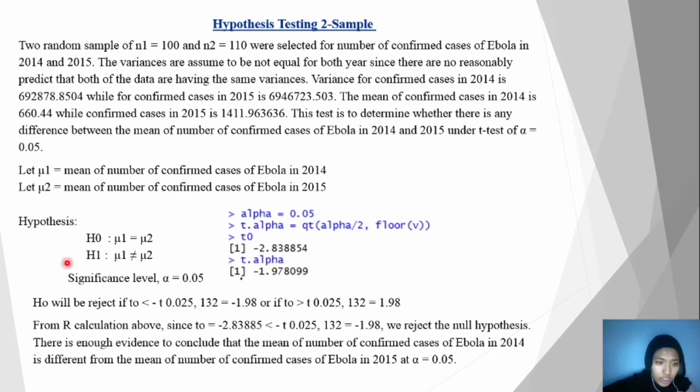In this test, I use alpha 0.05, and from the R calculations, I get a T statistic of negative 2.835885, which is less than the T critical value of negative 1.98. So I can conclude that the null hypothesis is rejected, and there is enough evidence to conclude that the mean number of confirmed cases in 2014 is different from the mean number of confirmed cases in 2015.